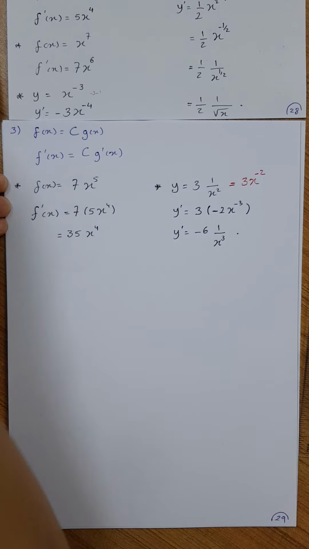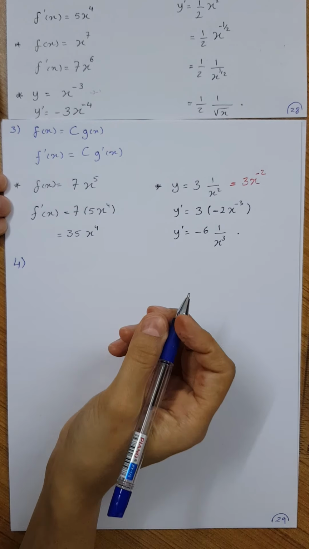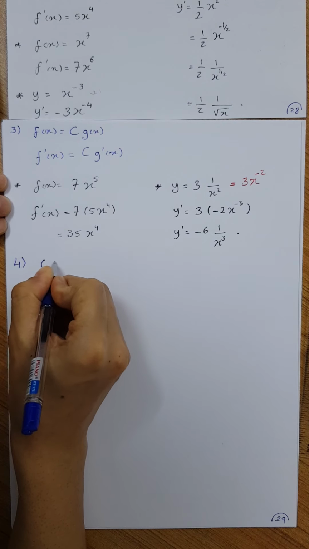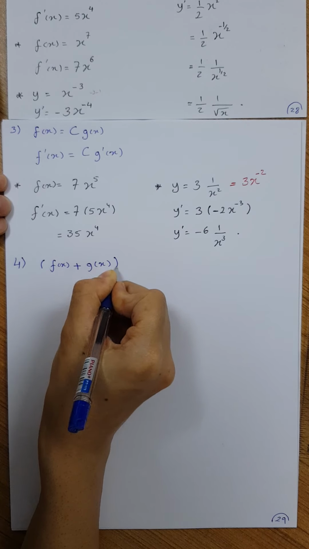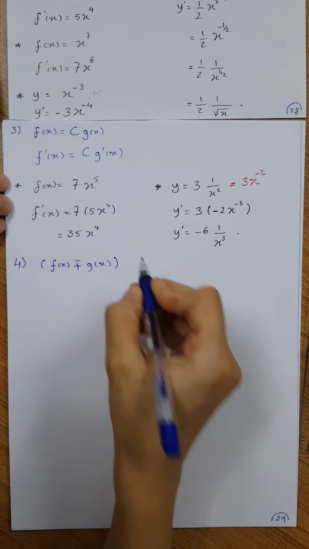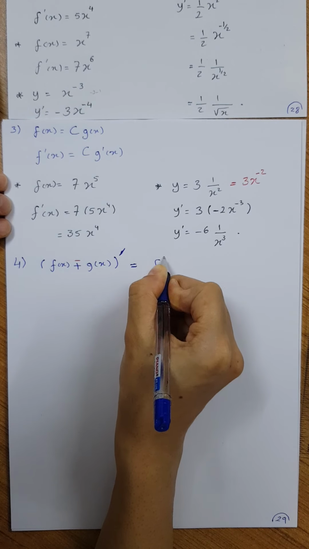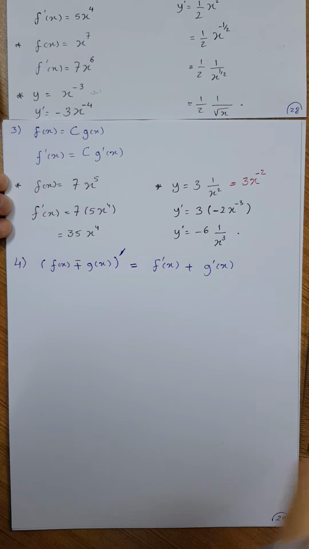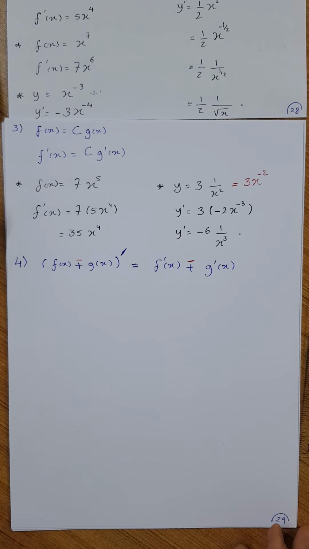We are coming to the sum and difference rule. The names are not important for you, just know the rules, that would be enough. What is the sum and difference rule? If I have got a function with another function added together or subtracted from each other, how do I take the derivative of this one? It's equal to f prime of x plus g prime of x. And if there was a negative sign there, we write negative instead of the positive sign.